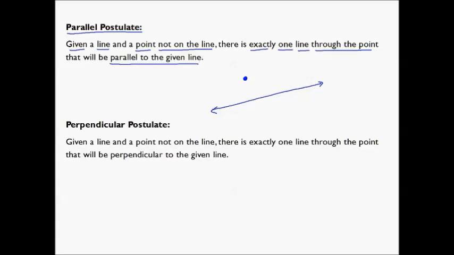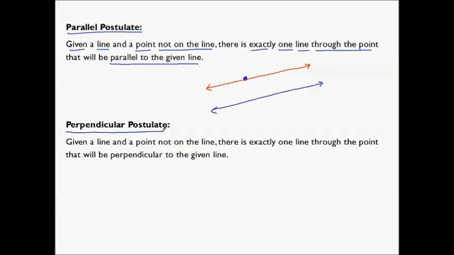What does that mean? I can draw lots of lines through this point. I can draw a line like this, or a line like this, or a line like this, but there is only one possible line that I can draw that will be going in the same direction, never intersecting this other line. Seems pretty straightforward, which is why it's a postulate. Postulates are accepted without proof.